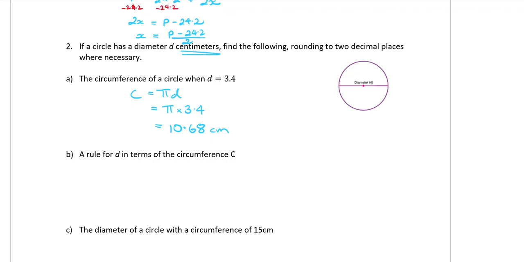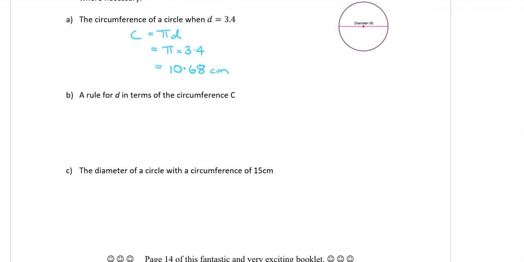Part B, a rule for D in terms of the circumference. Okay, so our formula is C equals pi D, but it wants the D by itself. So that means I'm going to have to divide the pi over to the other side, and we would get D equals circumference divided by pi. So it's just rearranging the formula to get the D by itself.